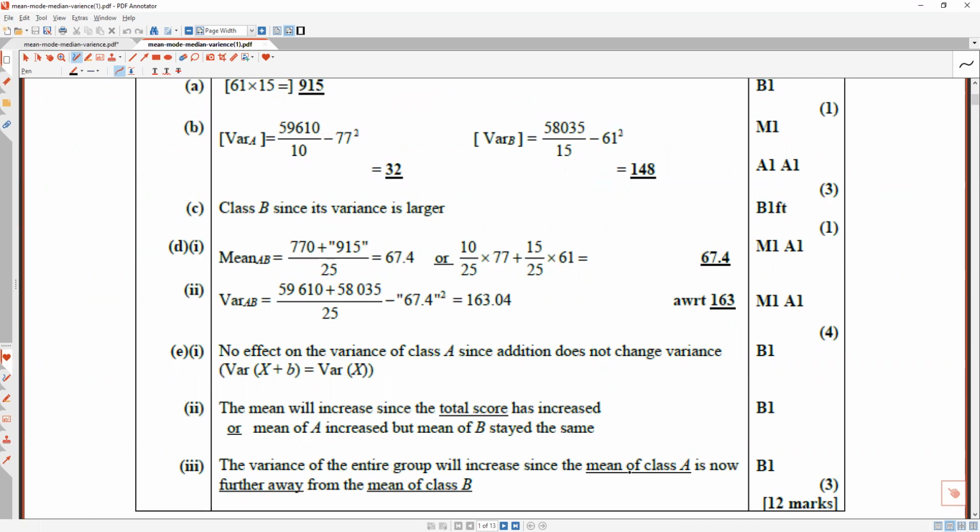Now this part I don't know what to say, the last part. They said we know the variance of the entire group will increase, since the mean of class A is now further away from the mean of class B. Let me think about it. I'll pause the recording. I was not able to figure out this third part. I'm sorry, but I was not able to figure this out. They said the mean of class A is now further away, how to frame this in the examination, that I don't know.